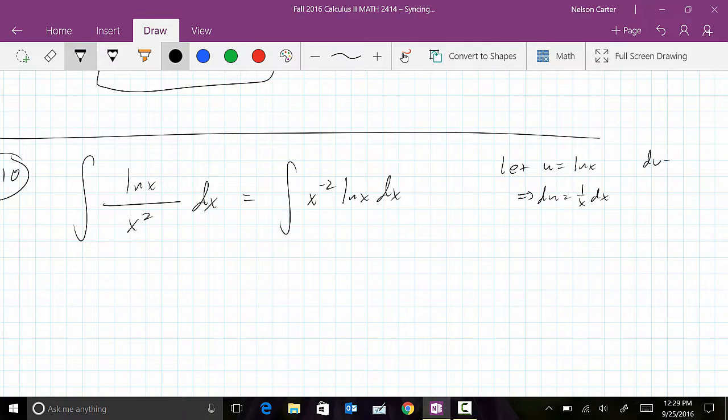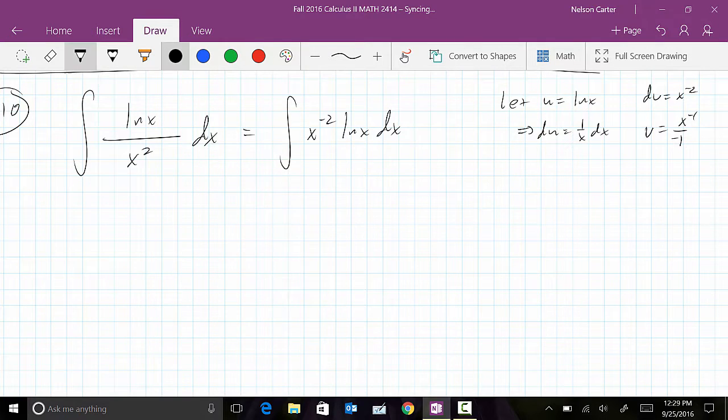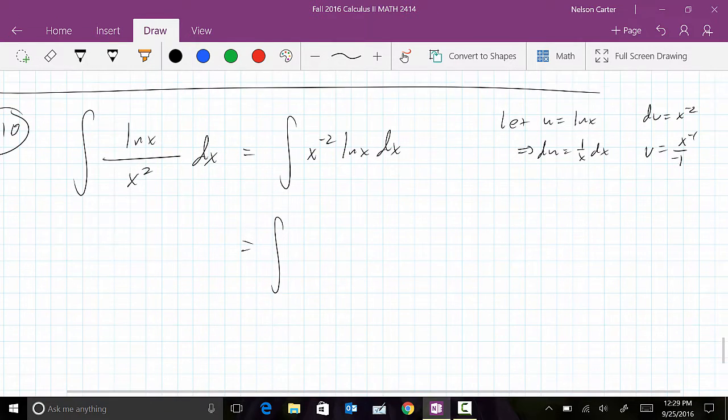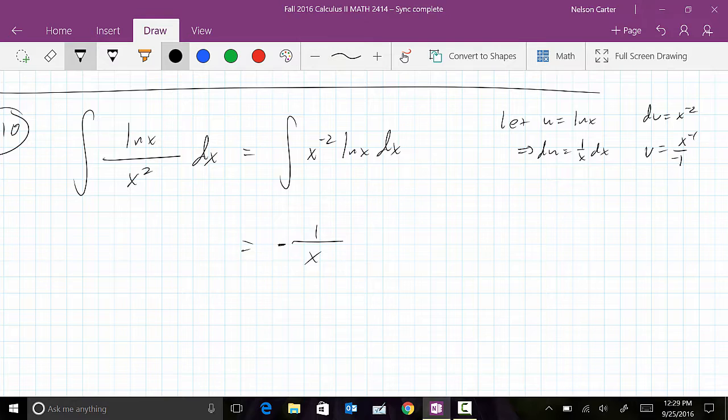But then your dv is going to be x to the power negative 2, and that means that v is going to be x to the power negative 1 over negative 1, plus a constant, but you don't have to write plus a constant. Okay, so then the integral is going to equal u times v, so negative 1 over x, that's the v, and then the u is the ln of x, so I'll put the ln of x on the top.